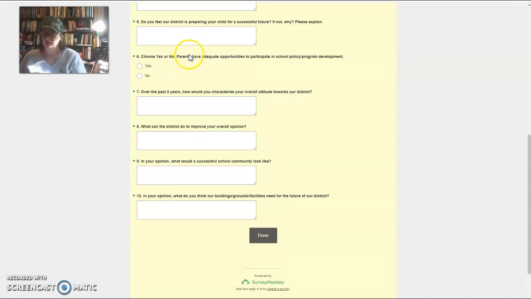Choose yes or no. Parents have adequate opportunities to participate in school policy and program development. And I think a second question that was just, parents have adequate opportunities to participate in school, period. Not just with the policy program, but just period. Do you feel you have enough involvement at the school? 7, over the past 3 years, that's good, it's getting backlog data. How would you characterize your overall attitude? I think an added question could be, what do you think your students' attitude is towards school? What can the district do to improve your opinion? What would a successful community look like, school community?